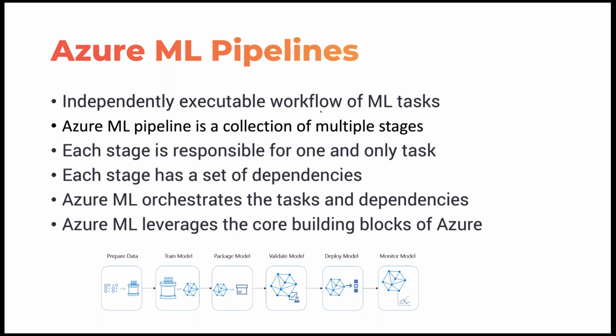So Azure ML pipeline is essentially a collection of multiple stages, and each stage represents an independent task that is responsible for doing one and only one task. For example, prepare data will only prepare the data. It will take a large data set as an input. It will run some data preparation job, and the outcome is a data set that is ready to be fed to the training program or the training stage of the pipeline.